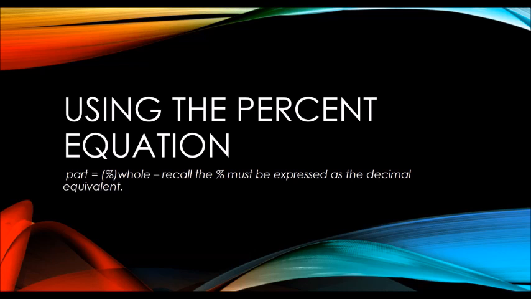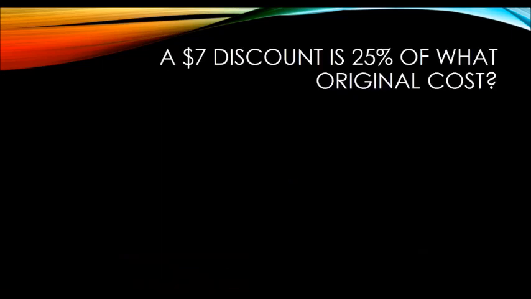It's pretty similar to the percent proportion, other than it's set up as an equation instead of a proportion. So that means that this percentage is no longer going to be shown as being divided by 100. So we need to change this percentage to its decimal equivalent. So a $7 discount is 25% of what original cost?